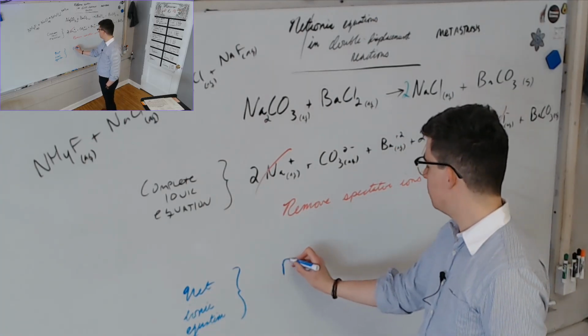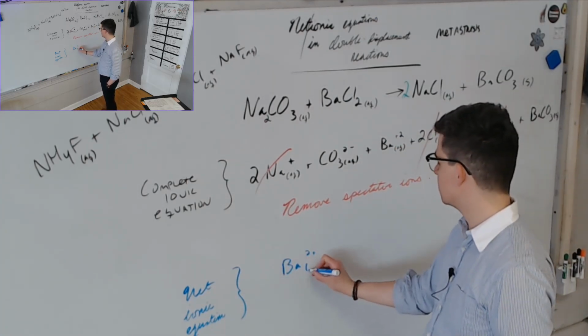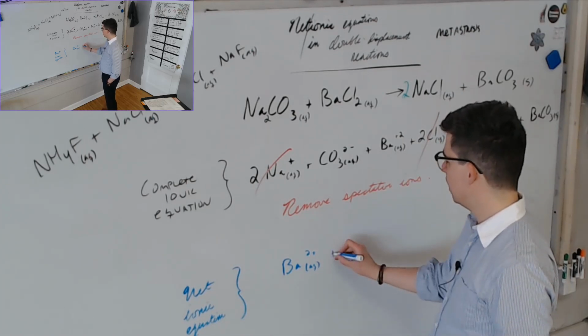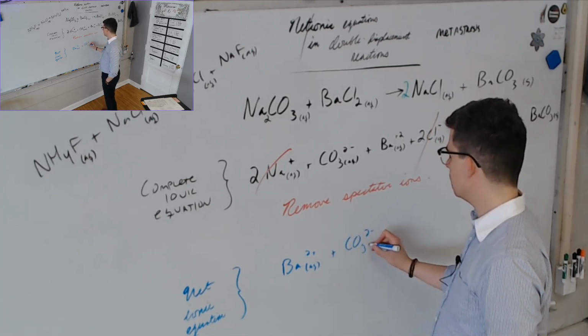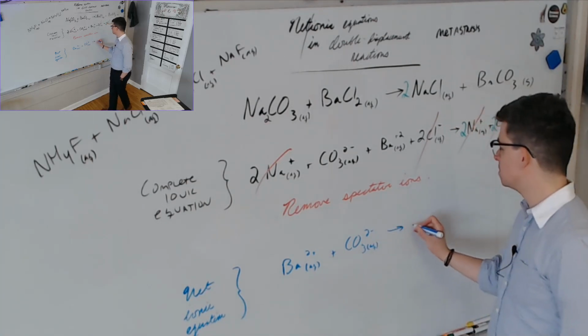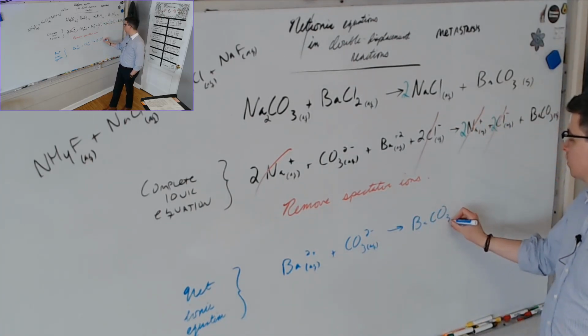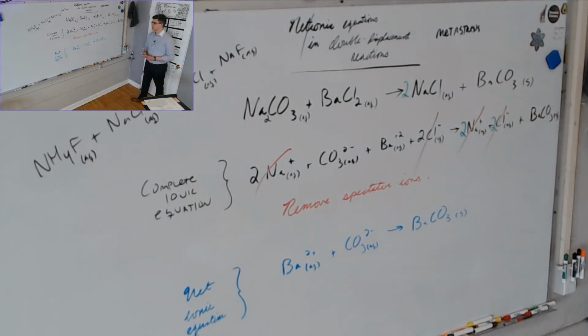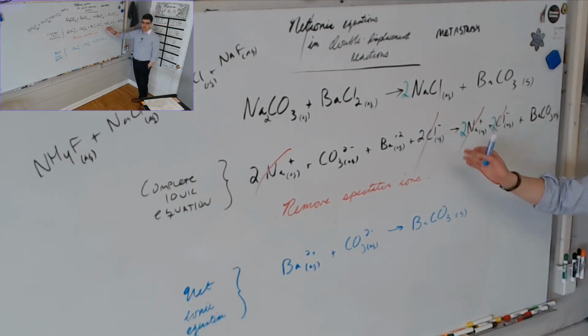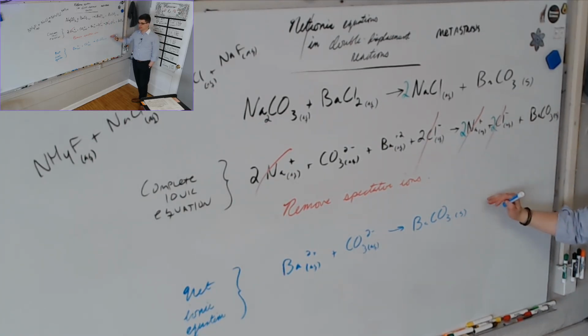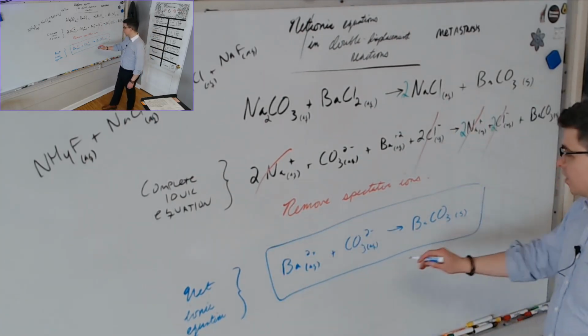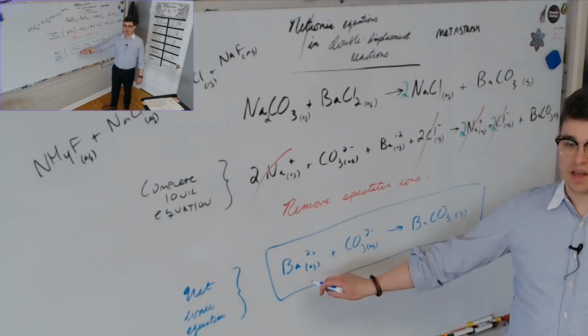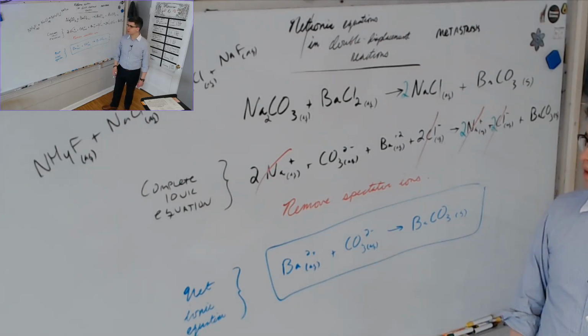So we end up with Ba, I usually like to rearrange these so they're in the correct order, plus CO3 in aqueous solution yields BaCO3 solid. Yeah, this does look like a synthesis reaction. And really, because these other things were not participating, the root of this is a synthesis reaction. So this is the net ionic equation, and that is the answer. This is where it's very important to have the little subscripts that tell you what the state is. They're not so important in the other ones.